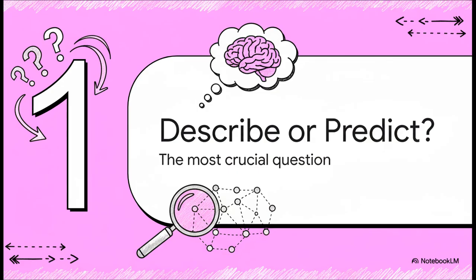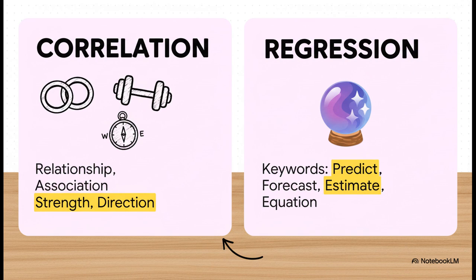The very first and honestly the most important question you have to ask yourself when you read a problem is, what is this question really asking me to do? This slide is basically your secret decoder ring. If you see words like relationship, association, strength, or direction, your brain needs to immediately scream correlation. But if the question uses words like predict, forecast, estimate, or it's asking for an equation, then you know you're in the world of regression. This is your number one filter.